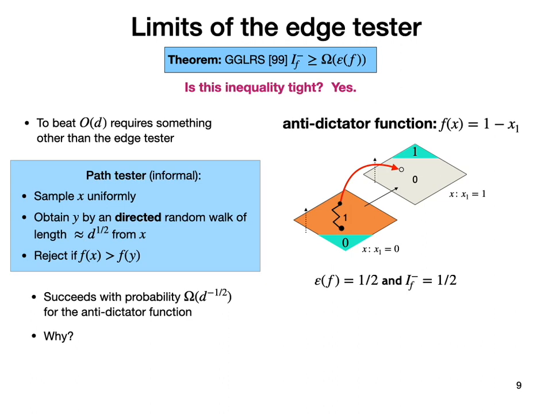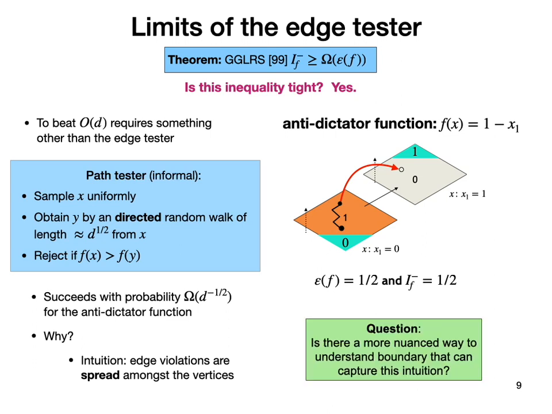Okay, so at a high level, why does this test work for this example? So at an intuitive level, this is because the edge violations, even though there are few of them, are kind of spread evenly amongst the vertices. And so the question is, is there a more nuanced way to understand boundary that can capture this intuition?